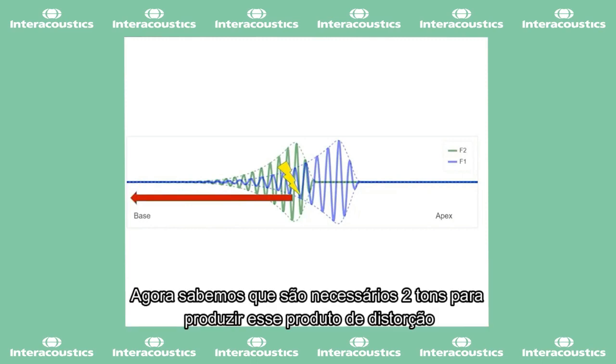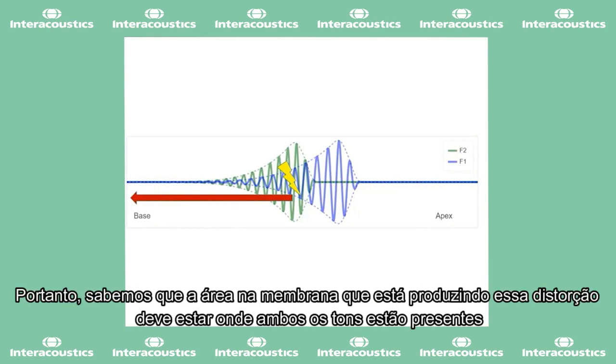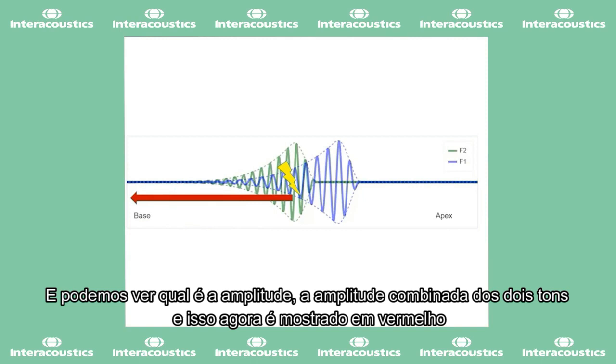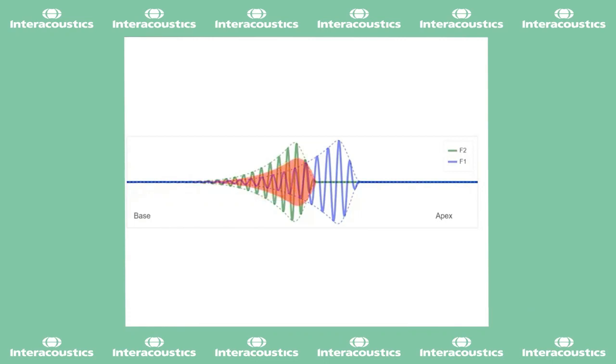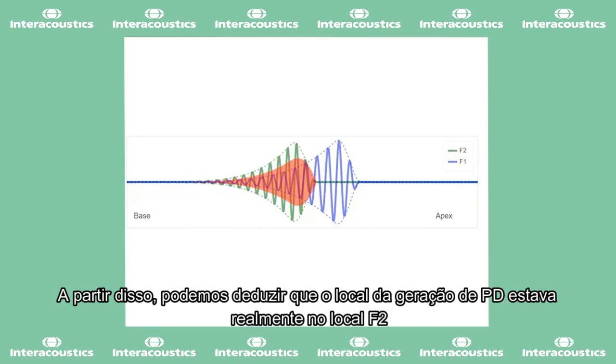Now, we know that it takes two tones to produce that distortion product, so we know that the area in the membrane that's producing that distortion has to be where both tones are present, and we can look at the combined amplitude of the two tones, and that's now shown in red. And you can see that the area with the greatest amount of both tones present is very, very close to the peak of F2.